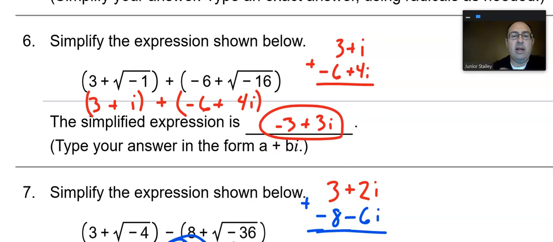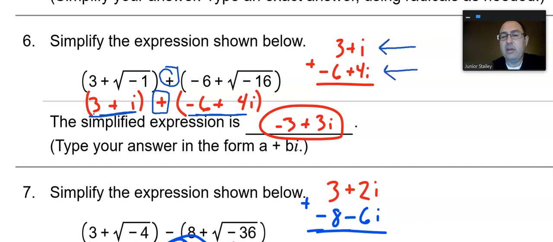Okay, question 6. What happens when you are adding these things together? Well, first I would recommend that you get rid of the square roots and convert them into their i format. So that would be 3 plus i, and this would be -6 plus 4i. Remember that we are adding them together. I would also recommend that you then convert them into a vertical format like this. 3 plus i, -6 plus 4i. The reason I do it that way is so that, just like in elementary school, you go down the columns and you add the like terms together.